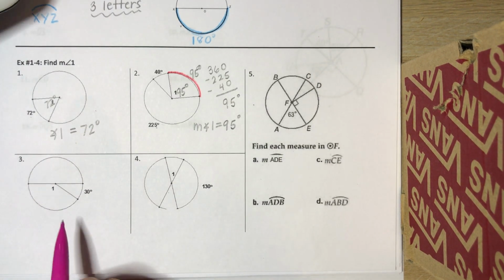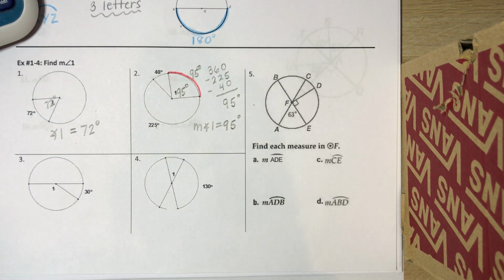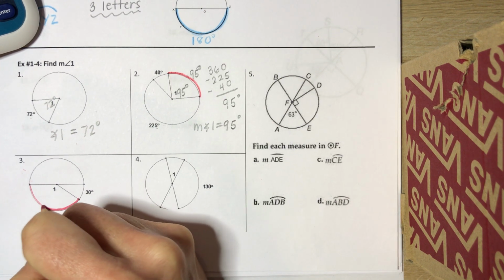Let's take a look at number 3. They want to know the measure of angle 1. So the measure of angle 1 goes with the intercepted arc right here. It's a minor arc.